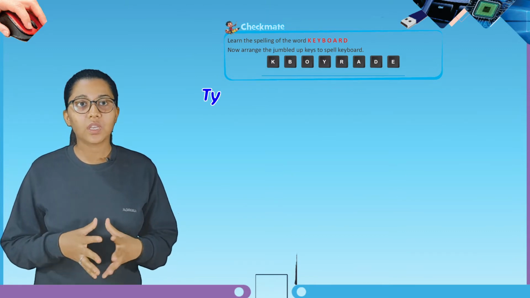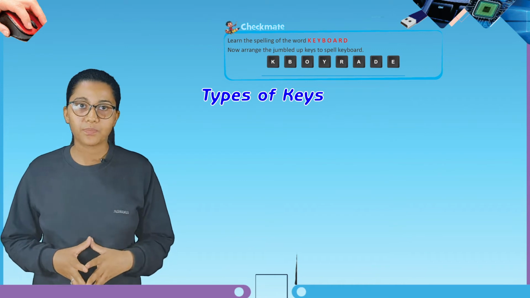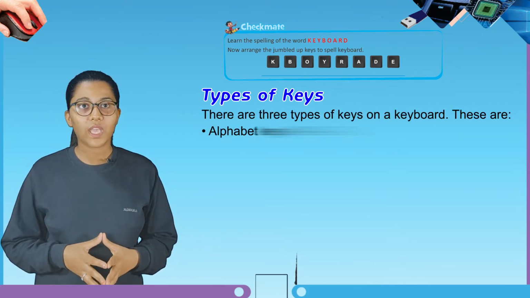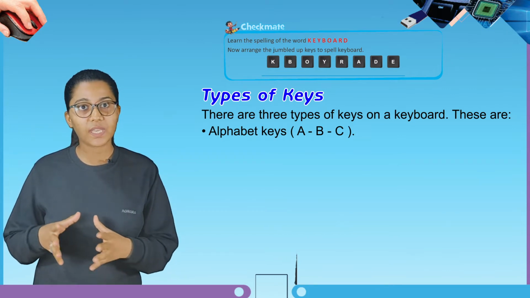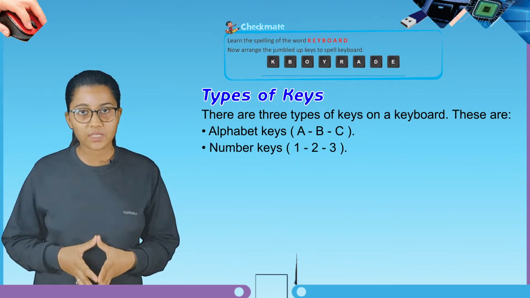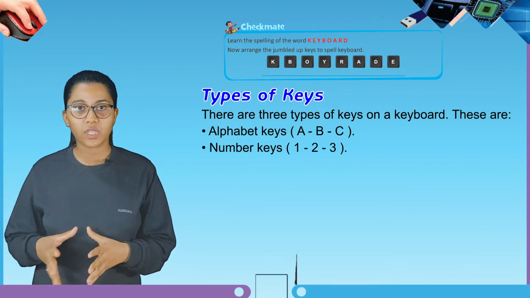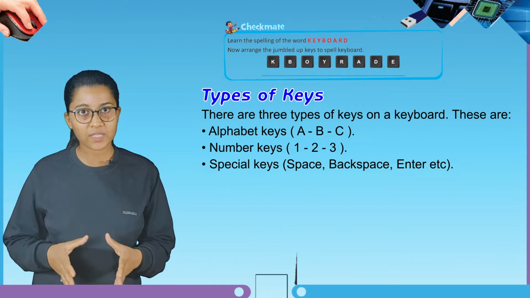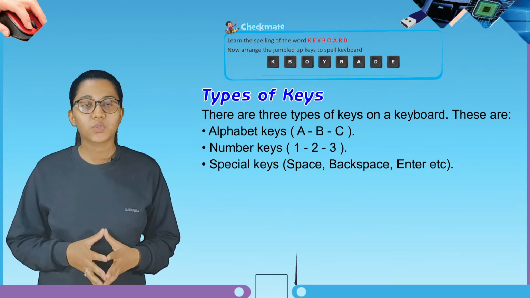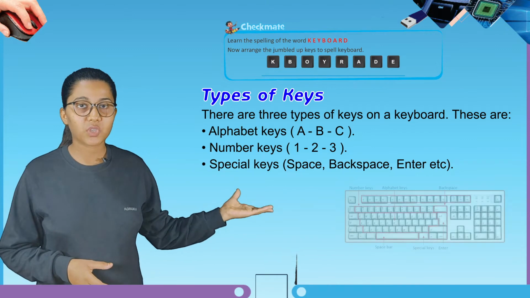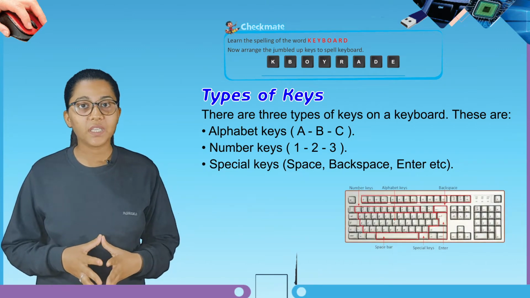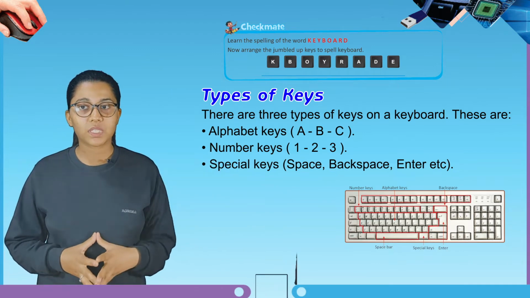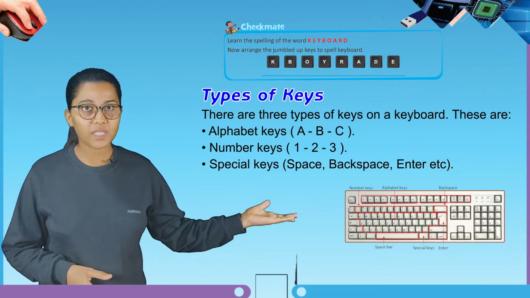So students, now we have types of keys. There are 3 types of keys on a keyboard and these are alphabet keys like A, B and C. Then number keys like 1, 2 or 3. Then special keys like spacebar, backspace, enter, etc. So students, here you can see a picture of a keyboard in which you can see different types of keys like number keys, alphabet keys and backspace, spacebar, special keys and enter.